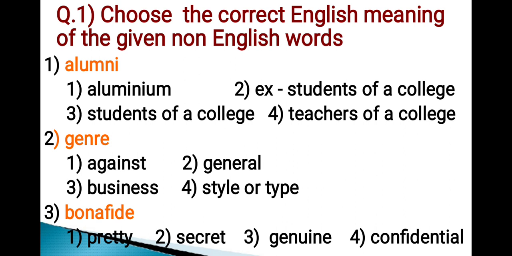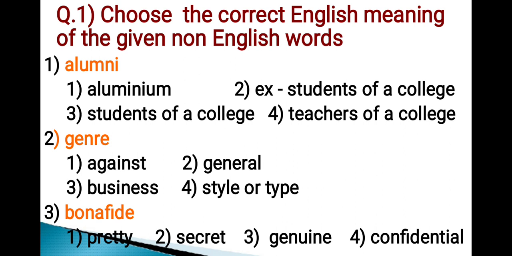Now here is a question based on this topic. Choose the correct English meaning of the given non-English words. Some non-English words are given here and we have to find the correct option of its English meaning. First is alumni. Options are aluminium, ex-students of a college, students of a college, teachers of a college. Out of these four options, option number 2, that is ex-students of a college, is the correct English meaning of the given non-English word. Hence, the correct answer is option number 2.